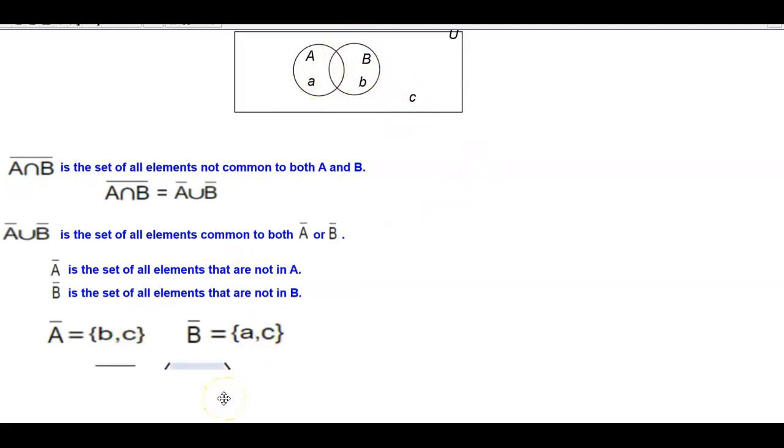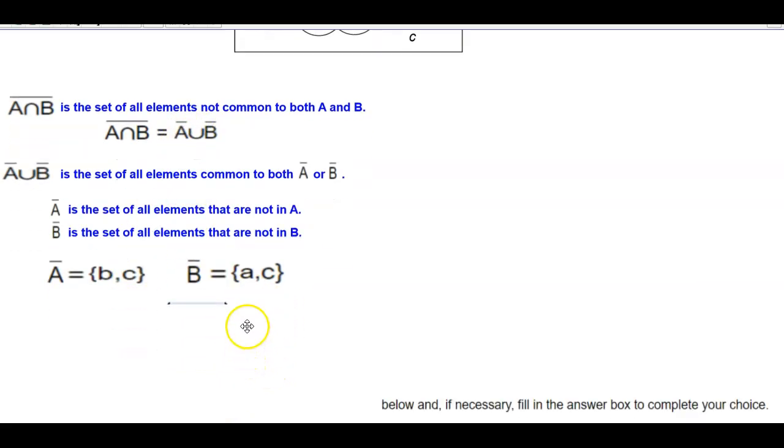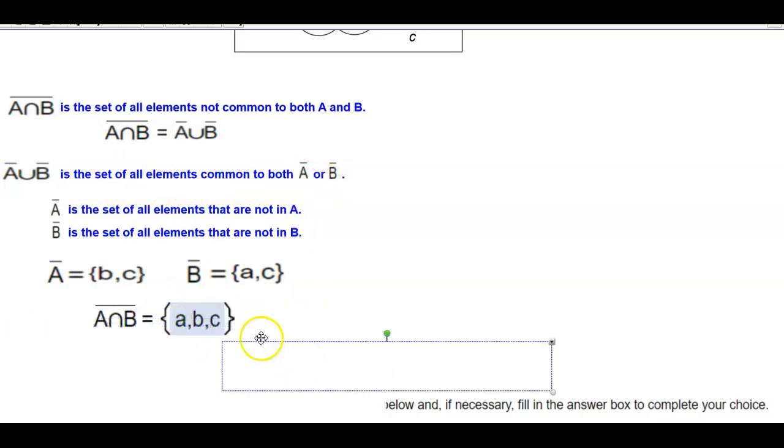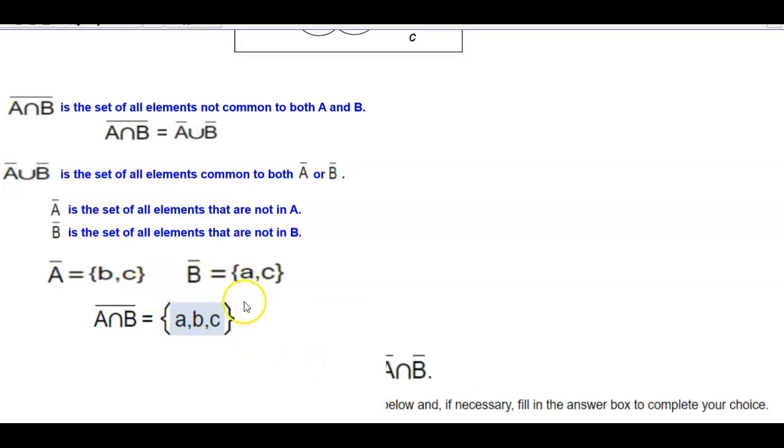So now we want to be able to find the union of those two. That means we want to find all the elements that are in A or B, and that is going to be all of these: A, B, and C.